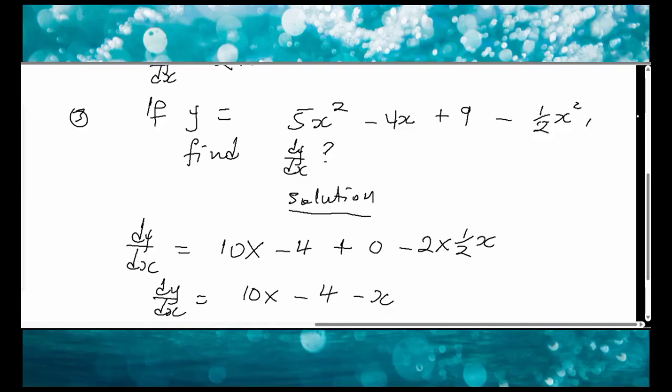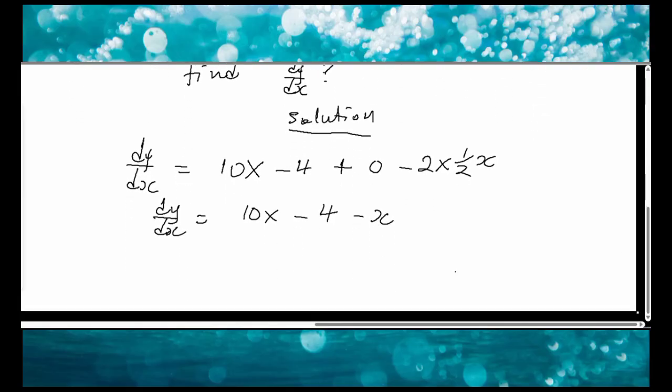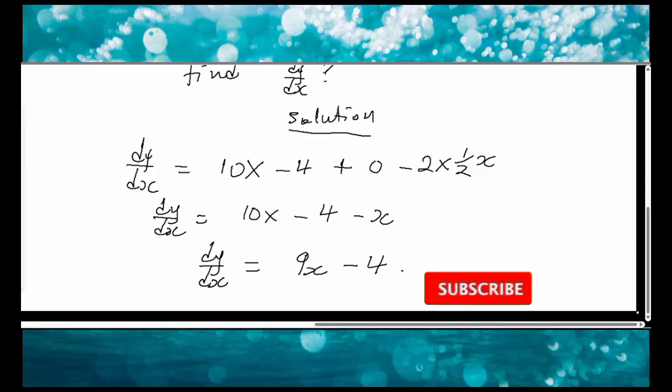You can simplify this further, because the 10x and the minus x, they are like terms. You can simplify it. So the dy dx is going to be 10x minus x. That will give us what? 9x, then minus 4. So simply, that is how you can find the differentiation of a sum or a difference.